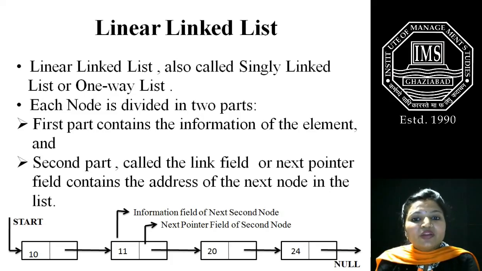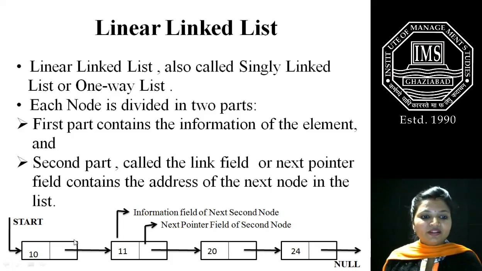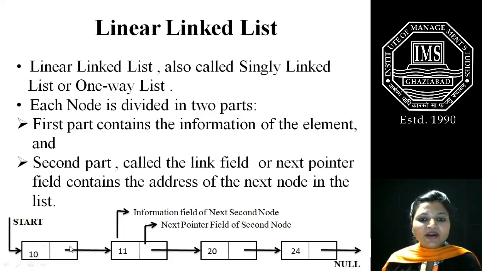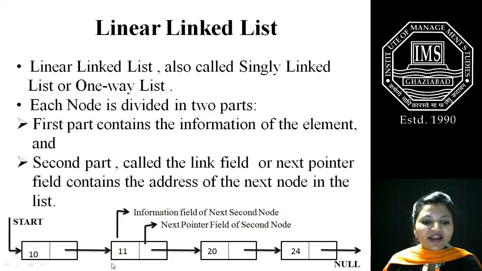In this, the node is divided into two parts. Here you are seeing this is a node. It is divided into two parts. The first part contains the information of the element, meaning what type of data that node is containing, and the second part is called the link field or next pointer. This contains the address of another node, meaning the second node in the list. So this is the sequence in which a linked list is formed.